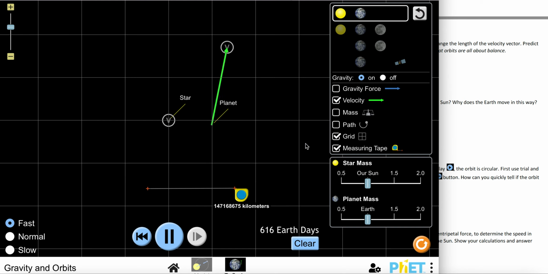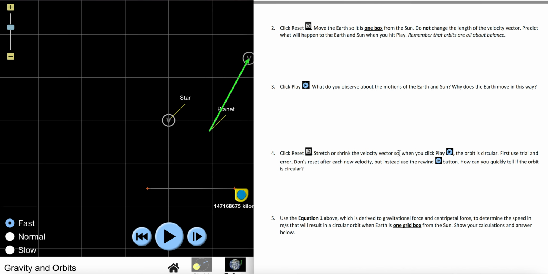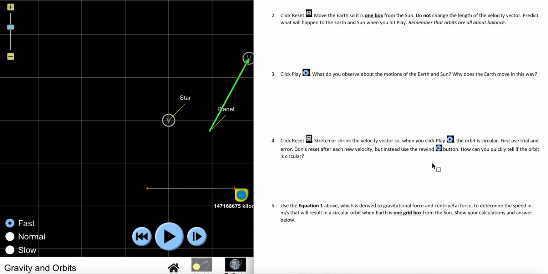All right, okay. Now let's think about how we would want to reset things. So I'm going to go ahead and hit pause. Now, if you look at the next part of the lab, it says click the reset, and then stretch or shrink the velocity vector so that when you hit play, the orbit is circular. Well, what the lab is referring to here is the orbit at 1 grid box. We already know it's going to be circular, or darn close to circular, at 2 grid boxes, and we want to get that close to circular, but at 1 grid box.